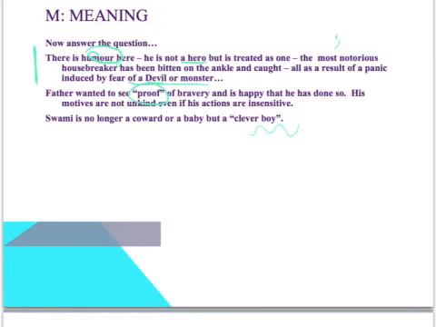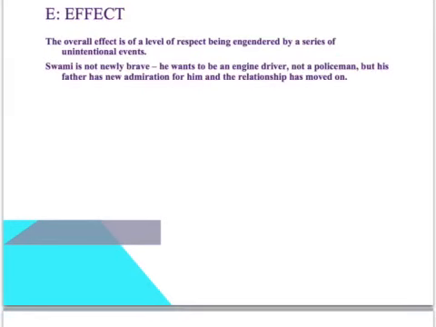Swami, in his eyes, once he returns home, even though he's now sleeping with his granny again, and being protected by the women of the house, is seen as a clever boy. No longer the sneering, no longer the mocking and the attacking of the earlier sections. The relationship has completely changed. And the change has been brought about, in essence, by a level of respect for the son by the father, which has been engendered by a series of completely unintentional events.